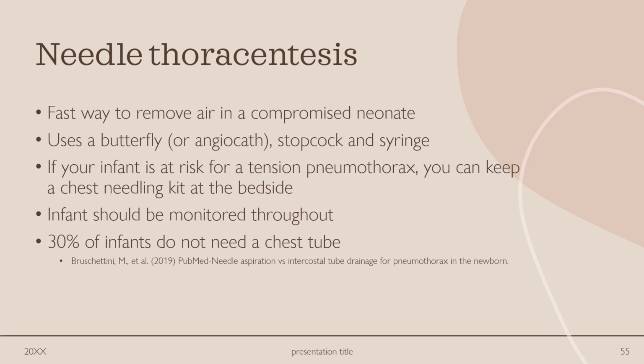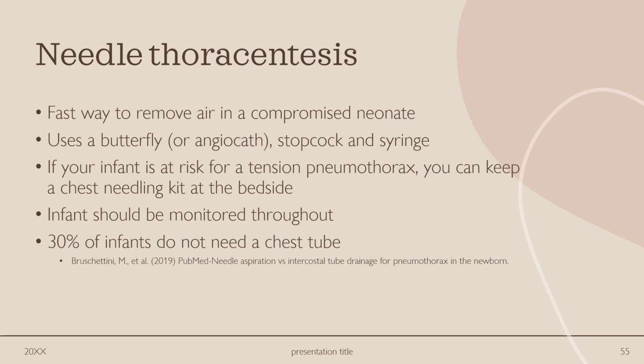So what do we do for these babies that have a pneumothorax? Well, we can do a needle thoracentesis, and the nice thing about that is that it's a really fast way to remove air, especially in a compromised infant. It uses a butterfly or an angiocath, stopcock, and a syringe. And if your infant is at risk for a tension pneumothorax, there's no reason why you can't just keep a chest needling kit at the bedside.